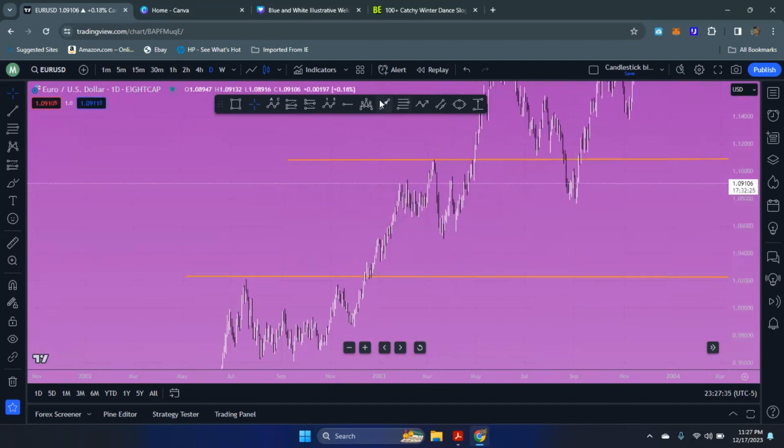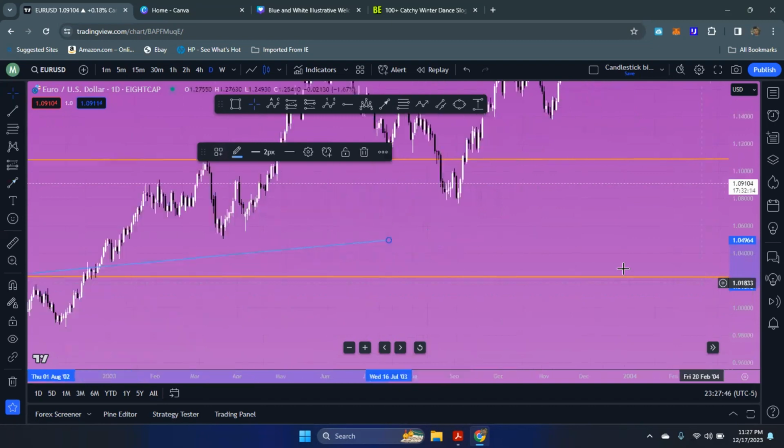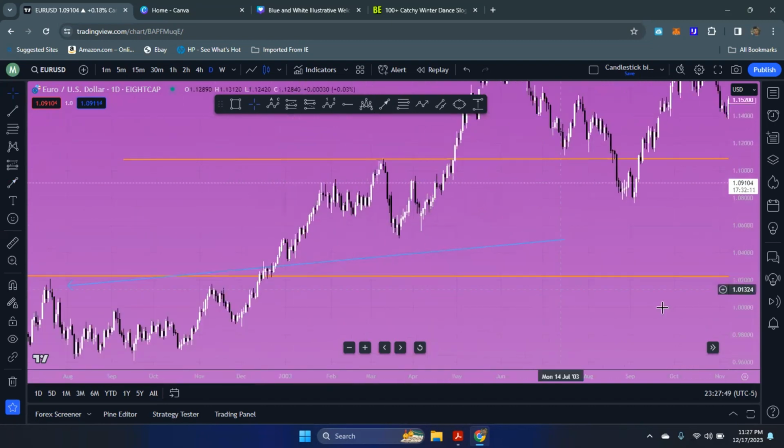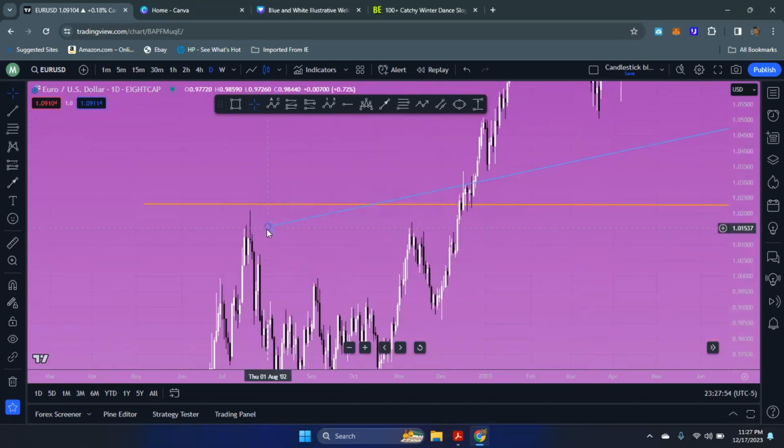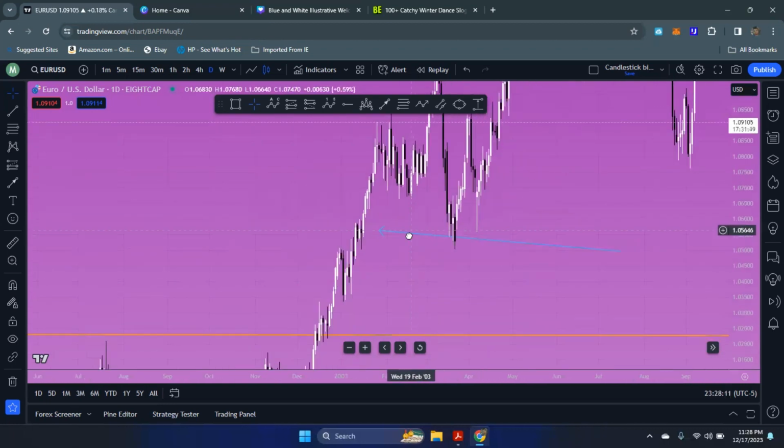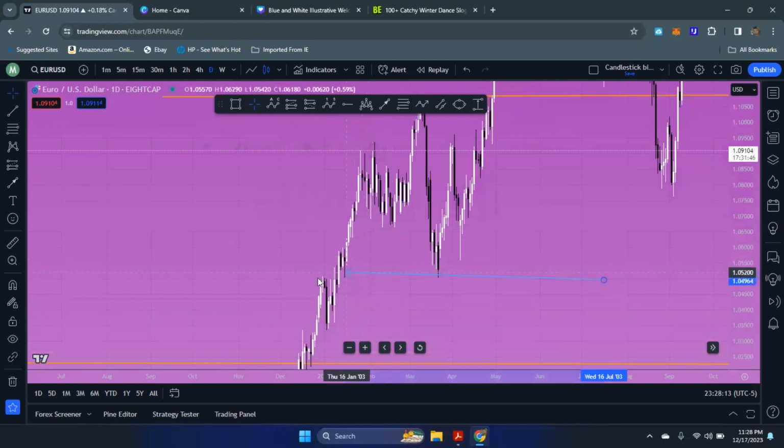So let's break this down. This was the previous swing point right here. Here we have the previous swing. She tested right here, the previous swing, and she acted as a support. She went up. This could be one right here.